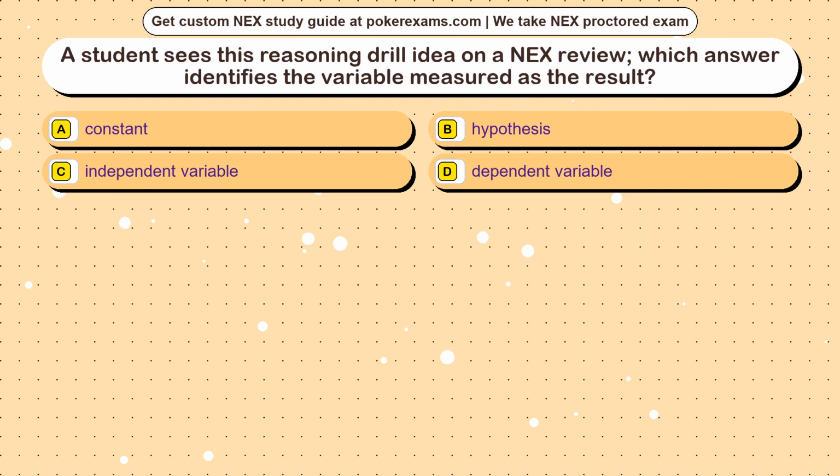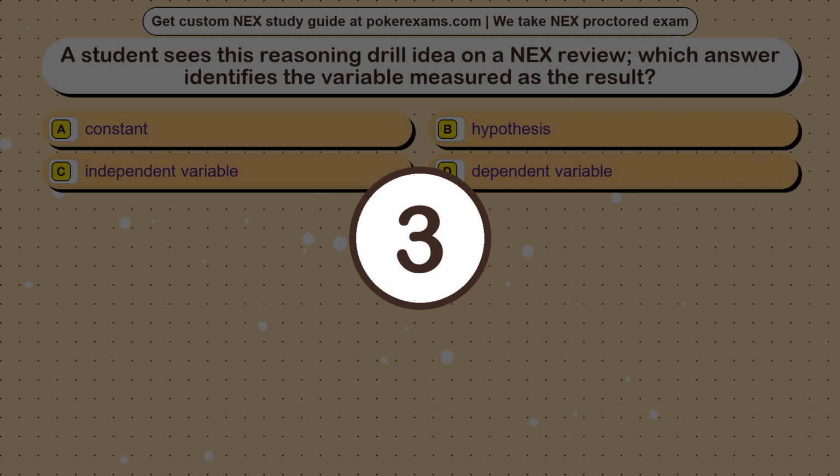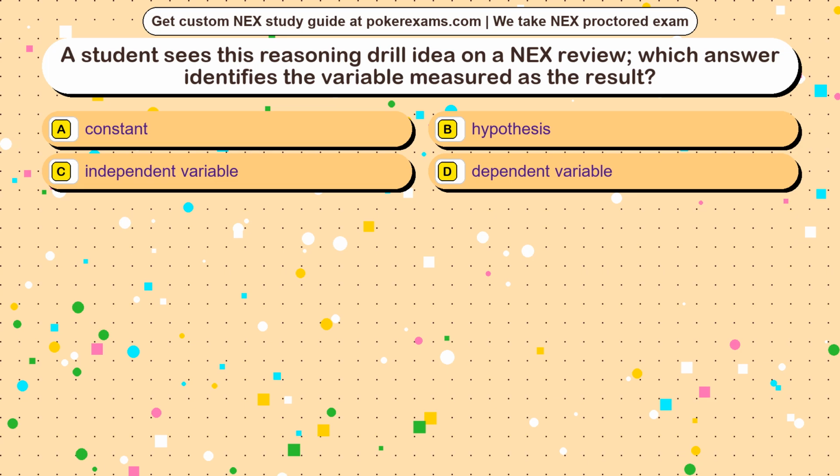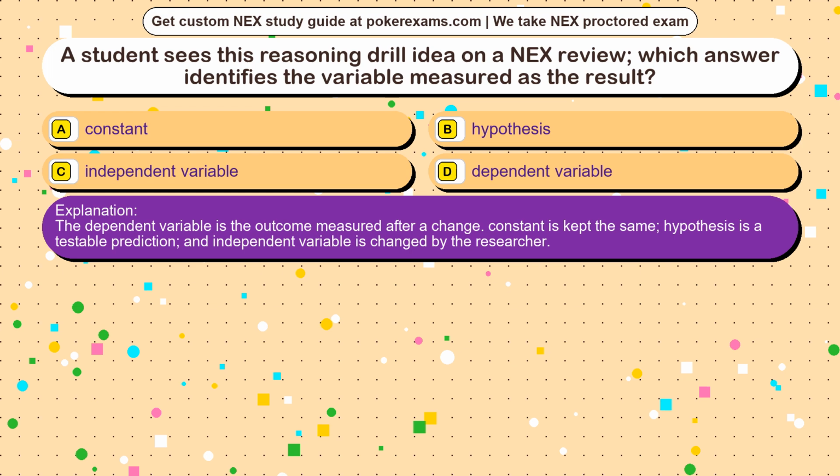Question 10. A student sees this reasoning drill idea on a next review, which answer identifies the variable measured as the result? Option A, constant. Option B, hypothesis. Option C, independent variable. Option D, dependent variable. The correct answer is option. The dependent variable is the outcome measured after a change. Constant is kept the same, hypothesis is a testable prediction, and independent variable is changed by the researcher.